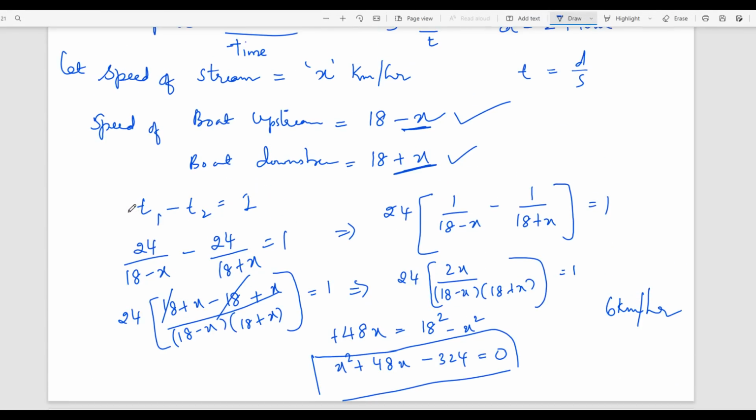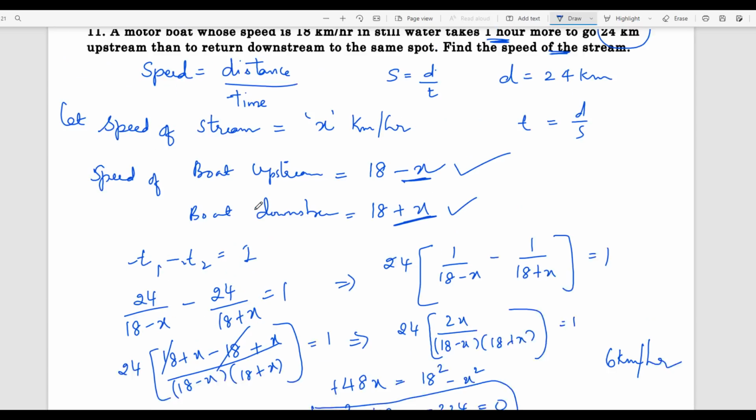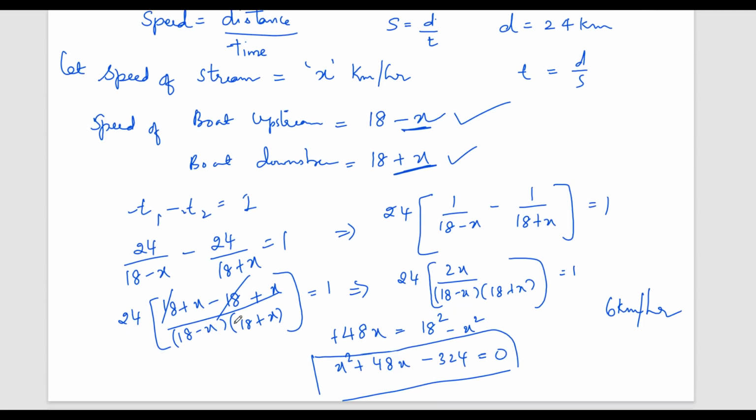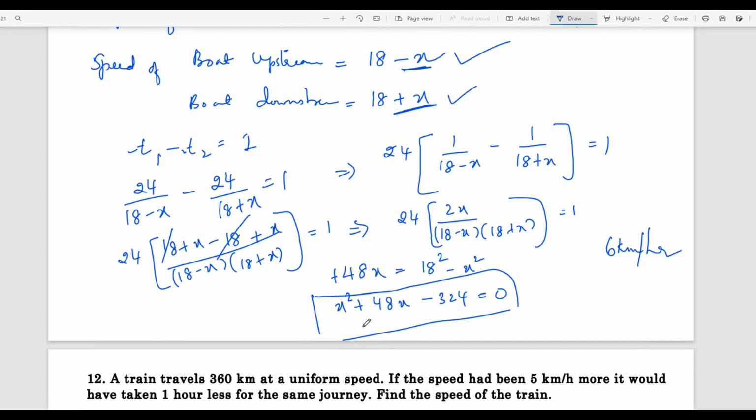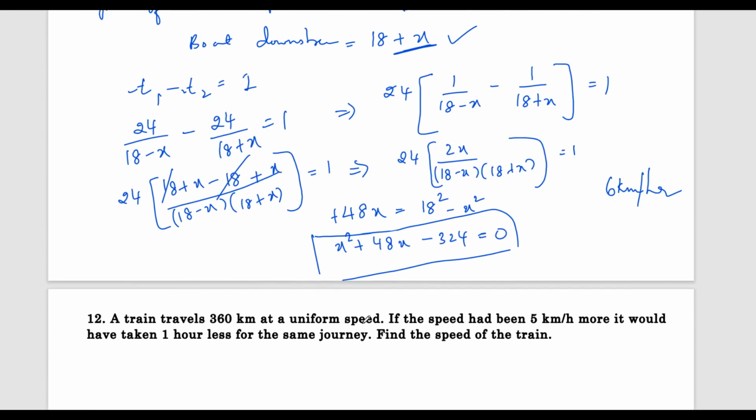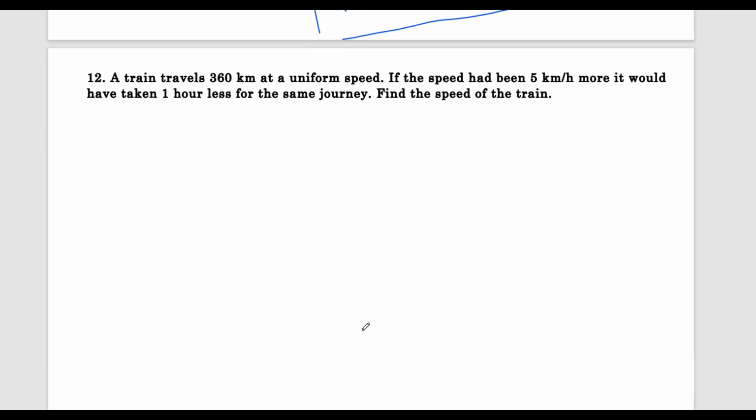The difference of time taken, upstream minus downstream, is 1. T1 is, for upstream, distance 24 by speed 18 minus x, minus 24 by 18 plus x. If we simplify, we get the quadratic equation x square plus 48x minus 324 equals 0. Solve this by factorization method or the quadratic formula method. We get x, the speed of the stream, as 6 kilometers per hour.